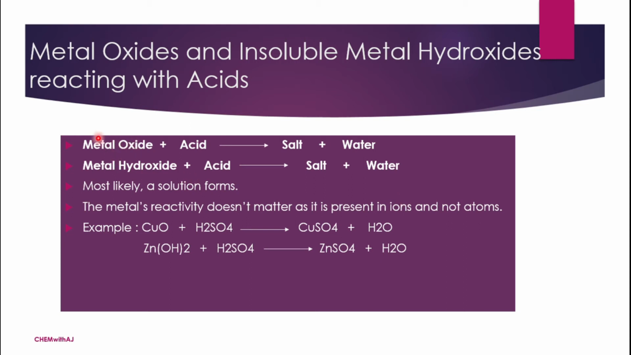Metal oxide is an ionic compound, and metal hydroxide is also an ionic compound, so the metal exists in its ion form. Here we have an example: copper oxide plus sulfuric acid gives us copper sulfate plus water. And another example: zinc hydroxide plus sulfuric acid gives us zinc sulfate, the salt, plus water.